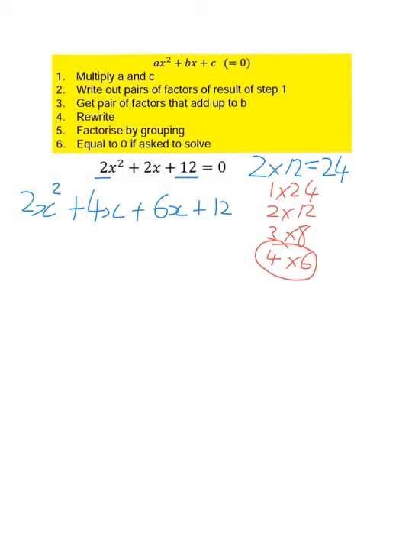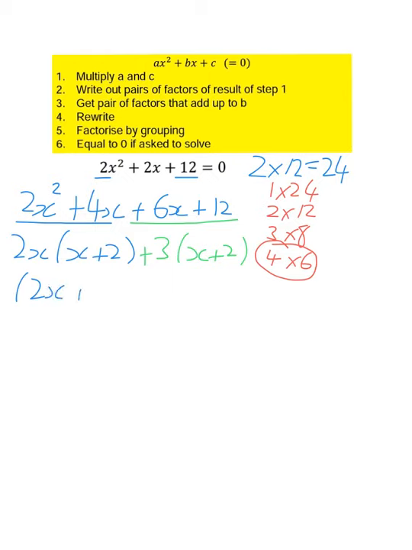Now step 5, we factorize by grouping. So let's factorize the first two. So we'll have 2x, x plus 2. Now the second two, we'll have 3, then x plus 2. So we'll have 2x plus 3 and x plus 2. And that's the question factorized.